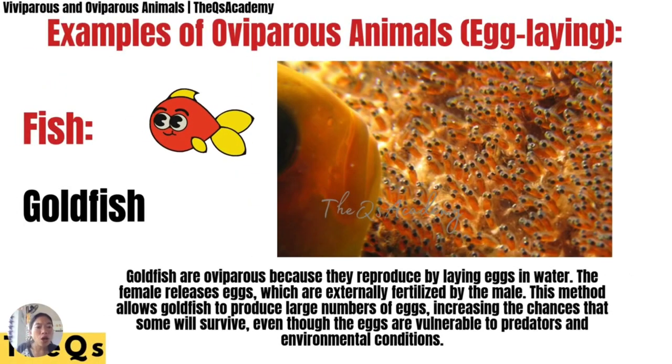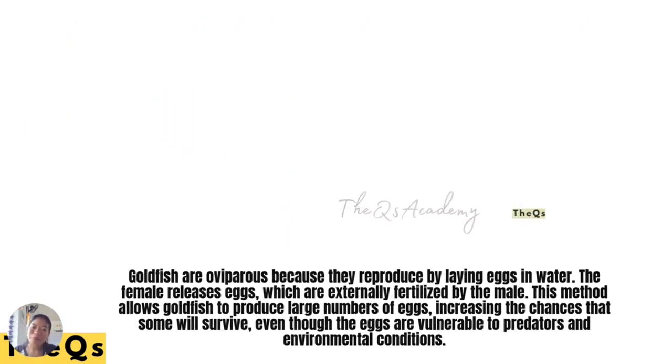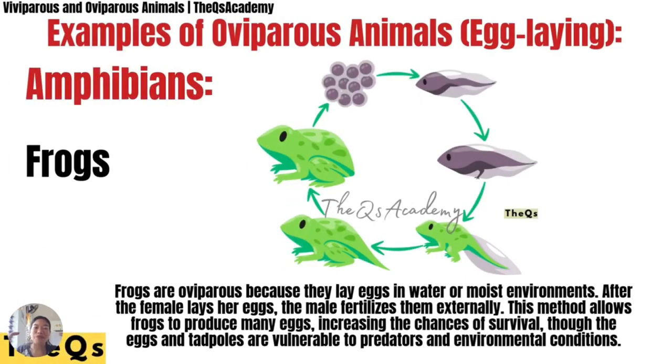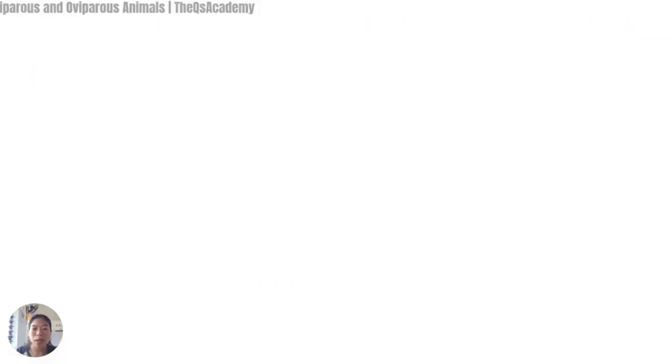So we have also goldfish. Goldfish are oviparous. They lay eggs. Okay? We have also trout. Trout are oviparous because they reproduce by laying eggs in fresh water. And yes, frogs, common frogs, they lay eggs, except the one that we mentioned a while ago.